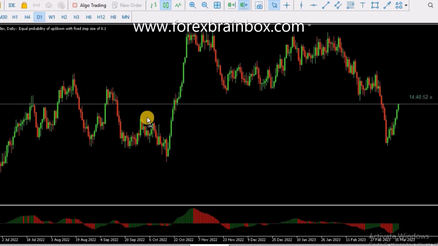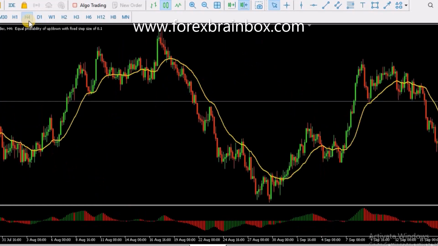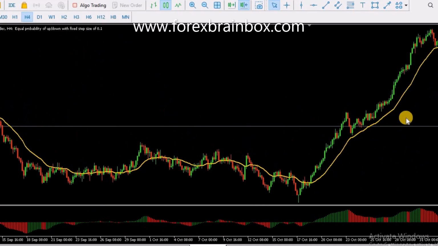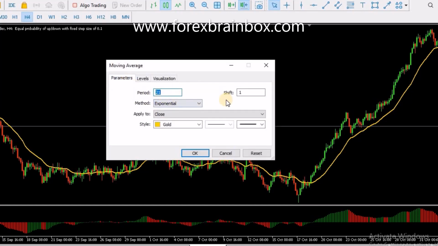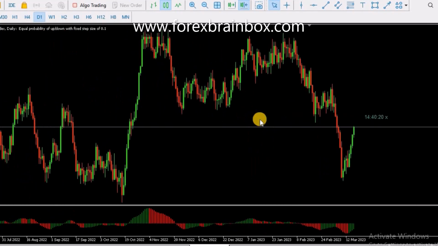So I always say, this is your day one chart. If you can see on my chart, I only have one indicator out here. That's the awesome oscillator. Then when you go to the lower time frame, that's when you see my moving average, just one moving average. You can see the settings right here. Moving average 21, shift 1, exponential close, and the visualization is to show only on hours and minutes. That will do. So let's go.